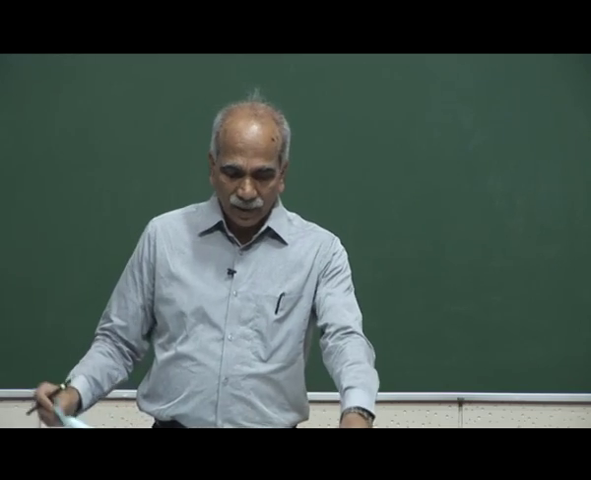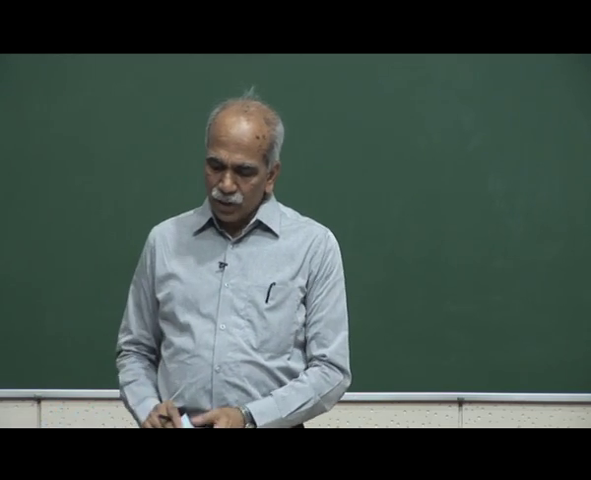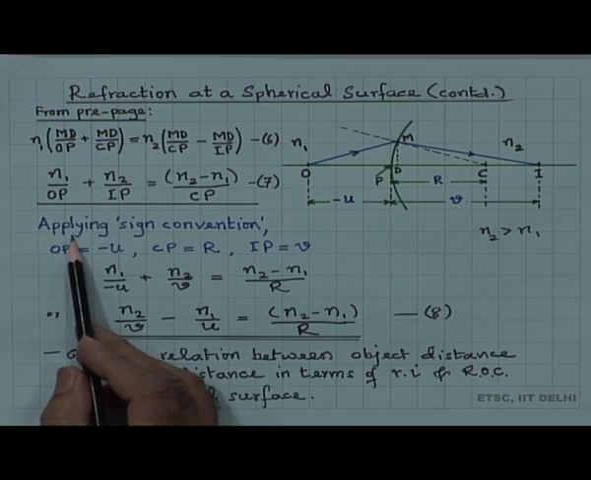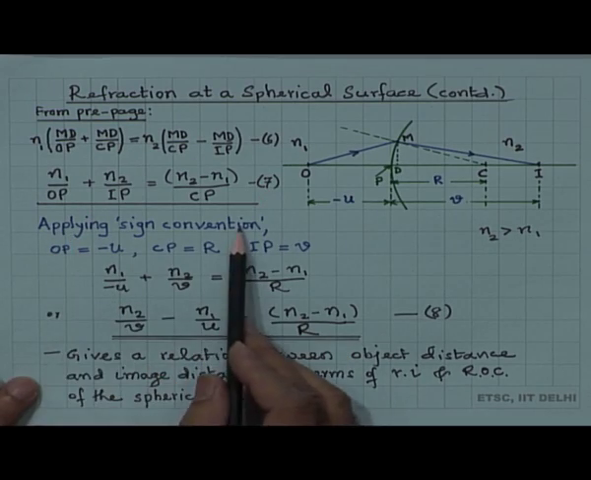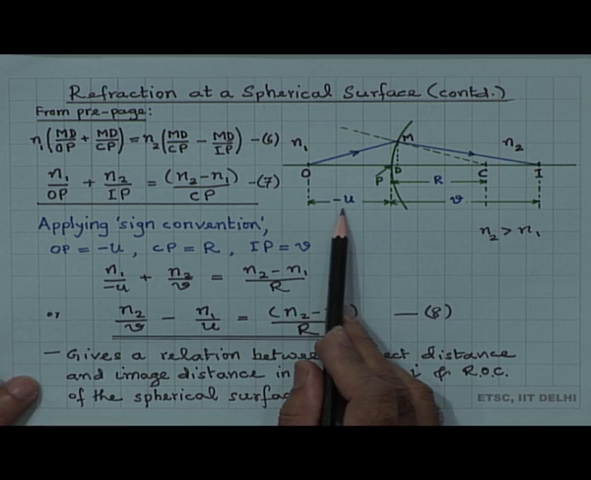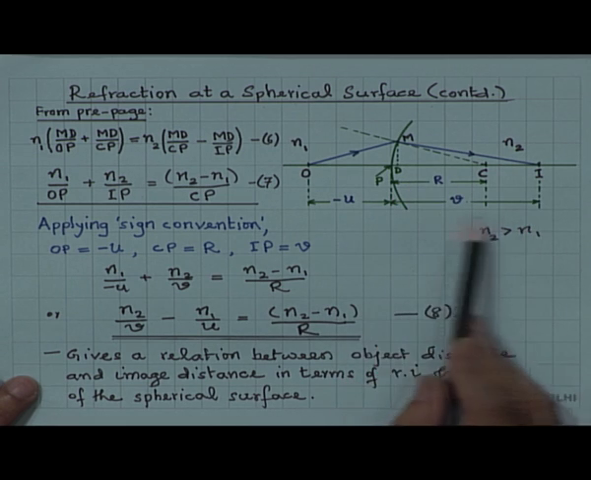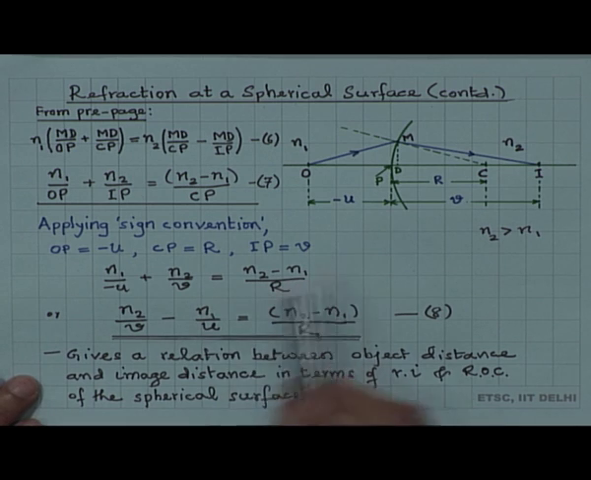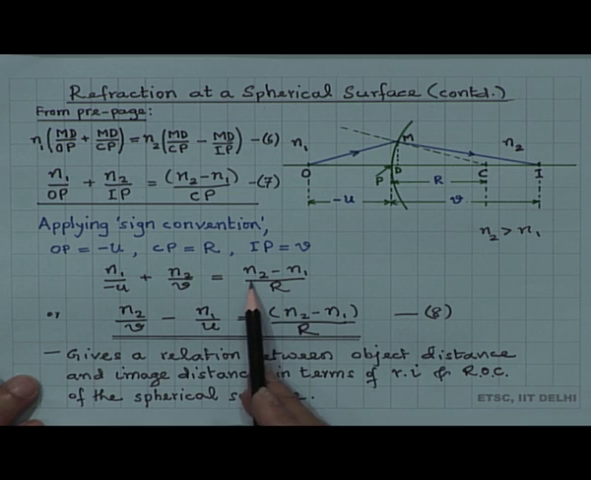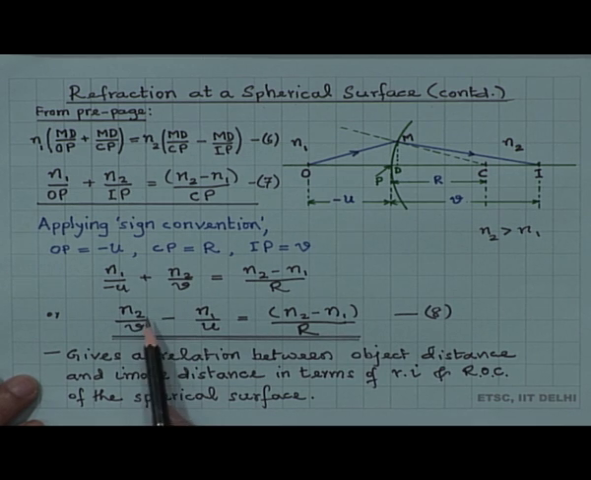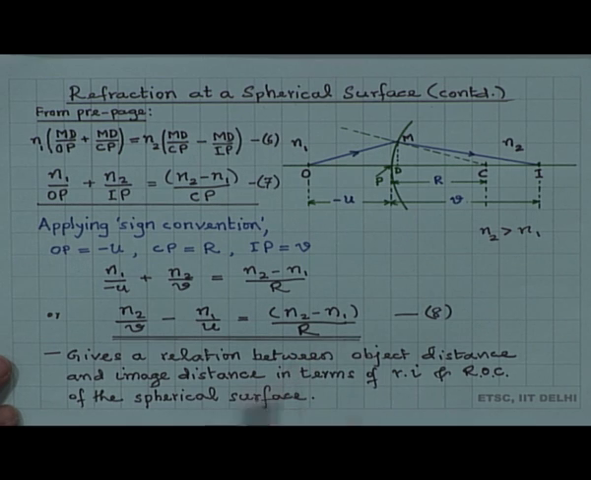Okay. So, coming back, applying the sign convention, O p is equal to minus u, C p is equal to r, and the image distance is v, positive. So, we substitute here n1 by minus u plus n2 by v is equal to n2 minus n1 by r, or we can put it in the form n2 by v minus n1 by u is equal to n2 minus n1 by r.